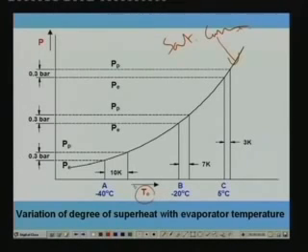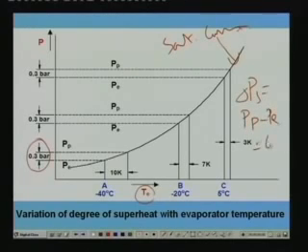Let us say that I have fixed the spring in such a way that I get a delta Ps due to spring. This is equal to PP minus PE. Let us say that I have set it at 0.3 bar. I have fixed this at 0.3 bar, and when the evaporator temperature is minus 40 degrees centigrade, you will find that for this 0.3 bar pressure difference, you get a degree of superheat of 10 Kelvin.